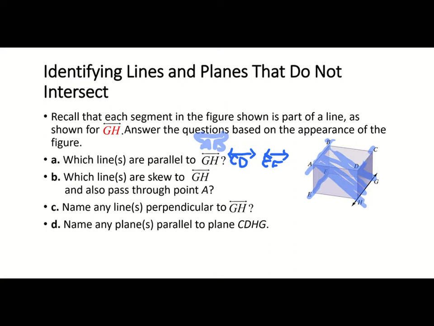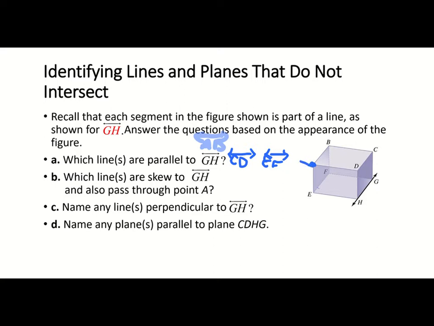All right, now we need to know which lines are skew to GH. So let me go ahead and erase this. And which lines are skew to GH? So they can't go through the same plane, and they also have to pass through point A. So here is point A. So lines that are skew to GH, so they won't intersect and they're not in the same plane, but they go through A.